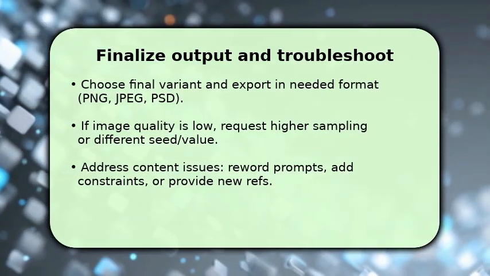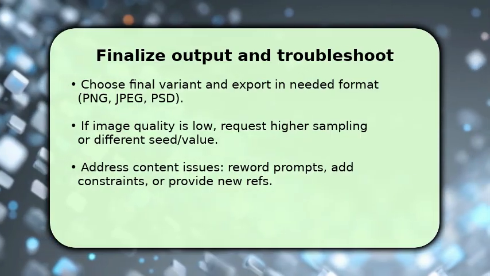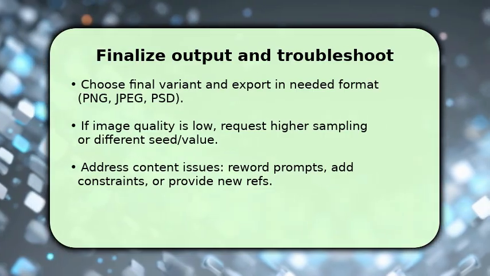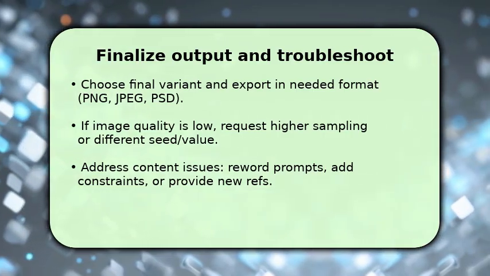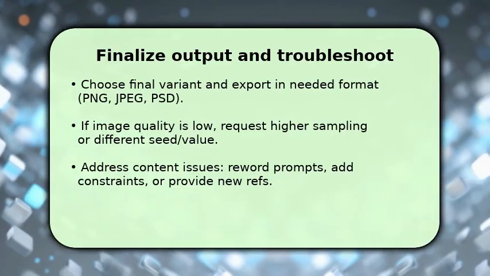These changes improve sharpness. If composition or subject errors persist, reword prompts with constraints and add a new reference image to steer results. One troubleshooting tip: when outputs are off, simplify the prompt and reintroduce attributes one at a time.